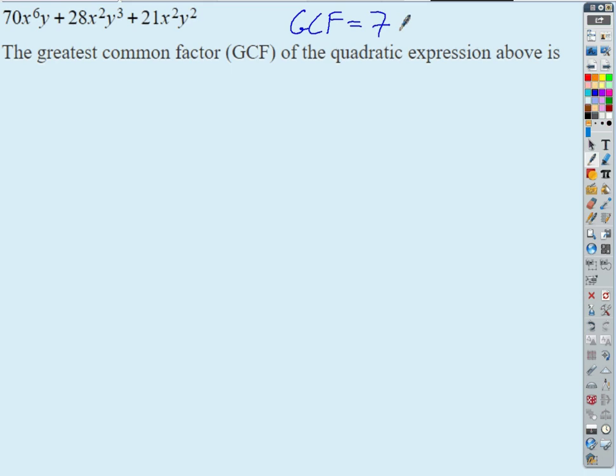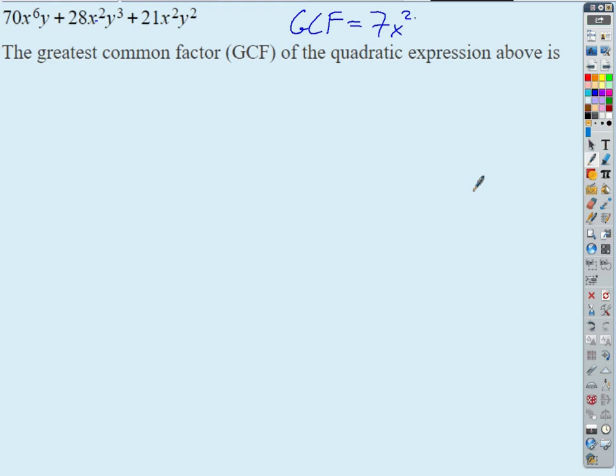Now, what about the x? X squared. How come, Josh? Because the lowest is a square. Right, all the terms have an x. This one's got an x to the 6th, but these two only have x squared, so they can only give away an x squared. I can only undistribute the smallest power of a variable that shows up in each term, right? So we're going to have a 7x squared.